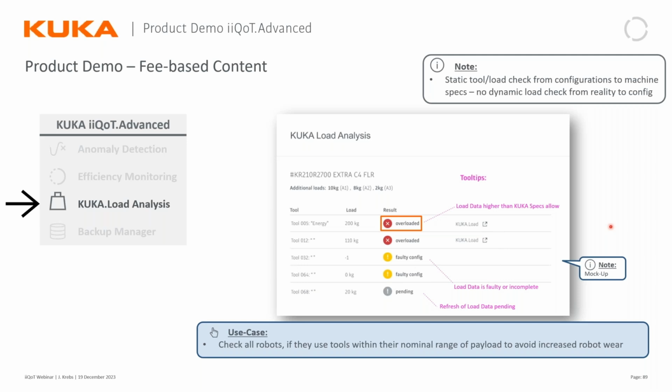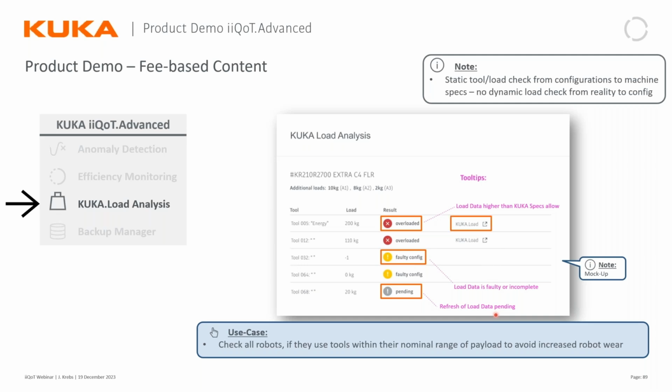We show overloaded when load data is higher than KUKA specs allow. So we have basically overloaded our robot, whatever the purpose was. We also have faulty configurations, which are faulty or incomplete. And pending basically requests a refresh of load data for first-time commissionings, because that information has not been given yet.